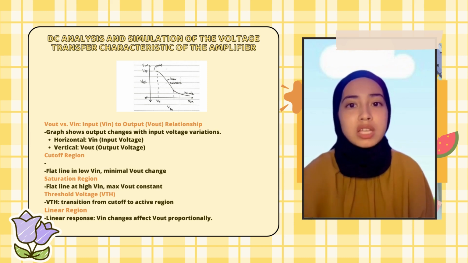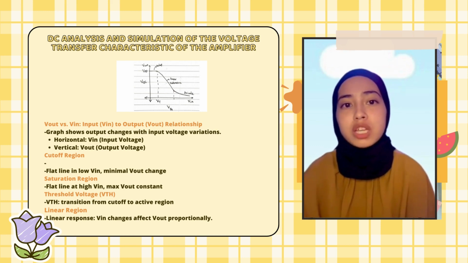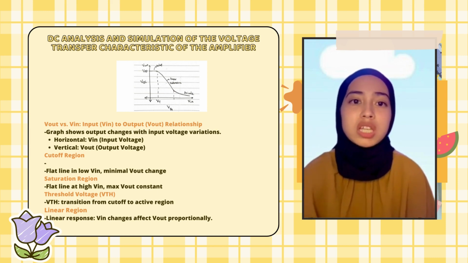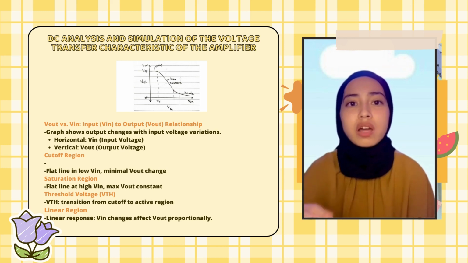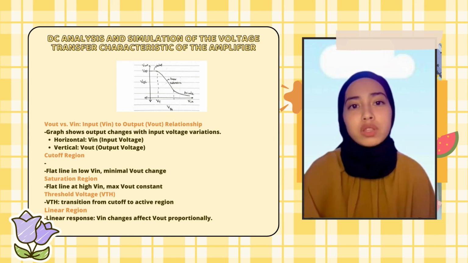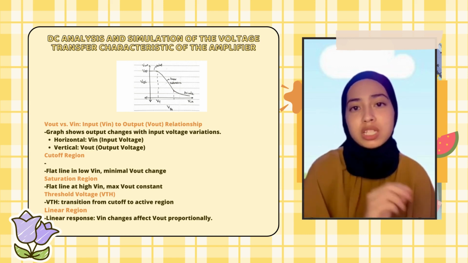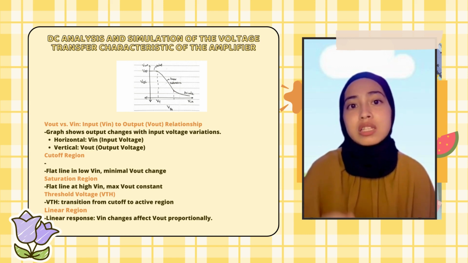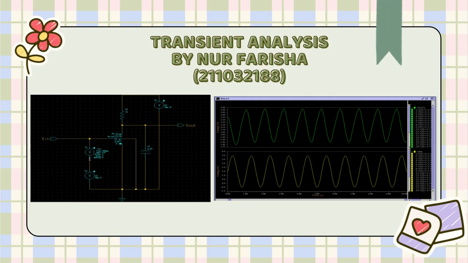The threshold voltage in this graph represents a transition point between the cutoff and active region. At VTH, the output voltage begins to respond noticeably to change in the input voltage. The linear region on this graph signifies a range where the output voltage responds linearly to variation in the input voltage. A change in input voltage leads to a proportional change in the output voltage, and this region is represented by a linear slope or a curve on the graph.